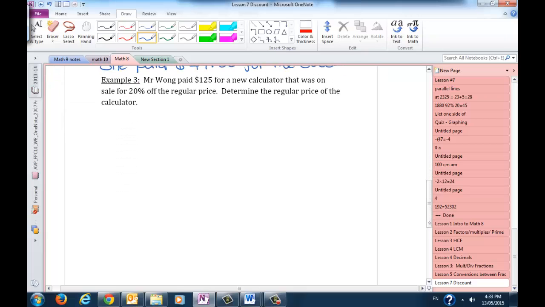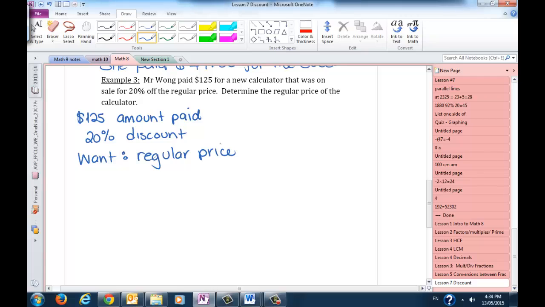One more example. Mr. Wong paid $125 for a new calculator that was on sale for 20% off the regular price. Determine the regular price of the calculator. Let's write out what we have. So Mr. Wong paid $125. So 125 is the amount paid. It's on sale for 20% off, which is the same thing as discount. And we want the regular price. This is just talking about the total.